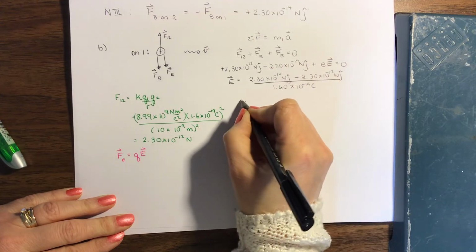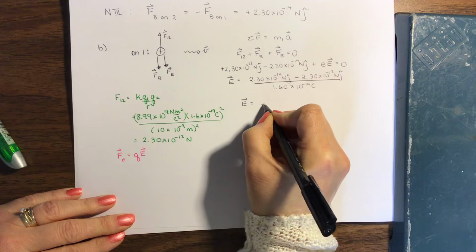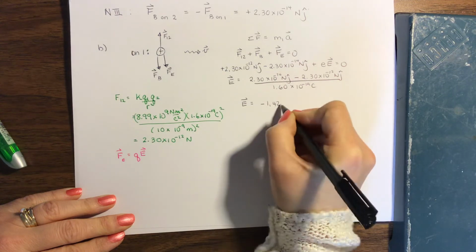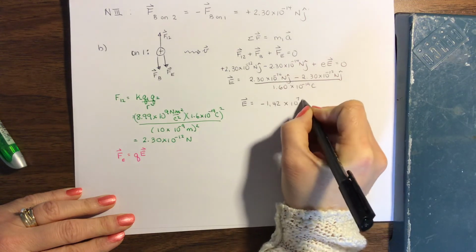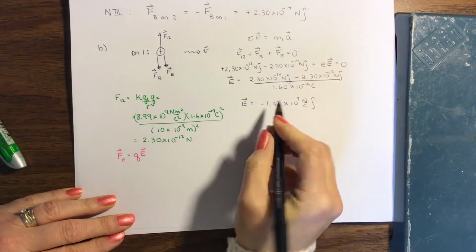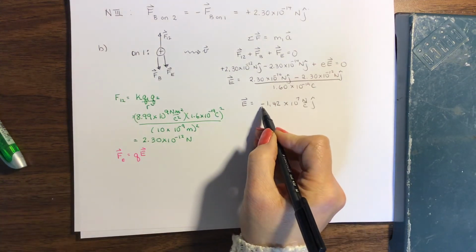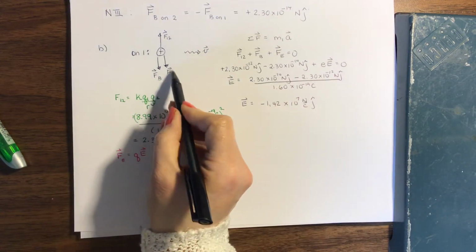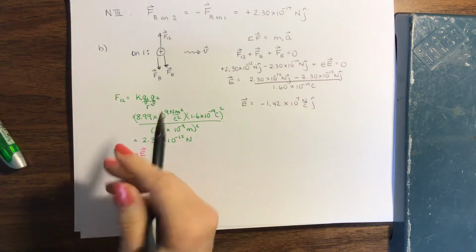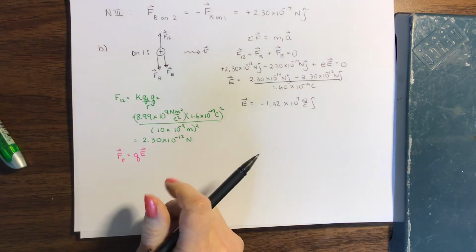gives me an electric field that charge 1 is sitting in of minus 1.42 times 10 to the 7 newtons per coulomb J hat. The electric field does turn out to be pointing down, so my initial guess of the electric force pointing down was a good one. That turned out to be correct.